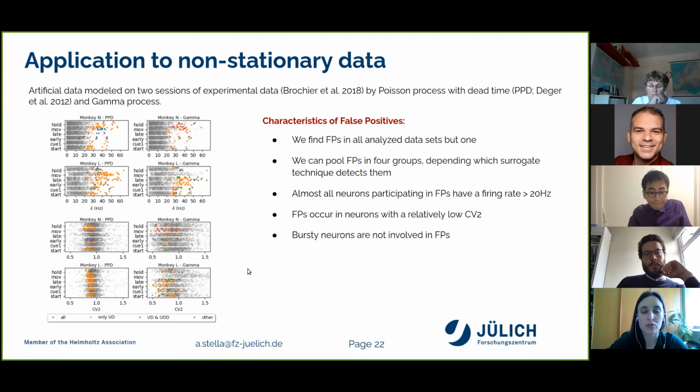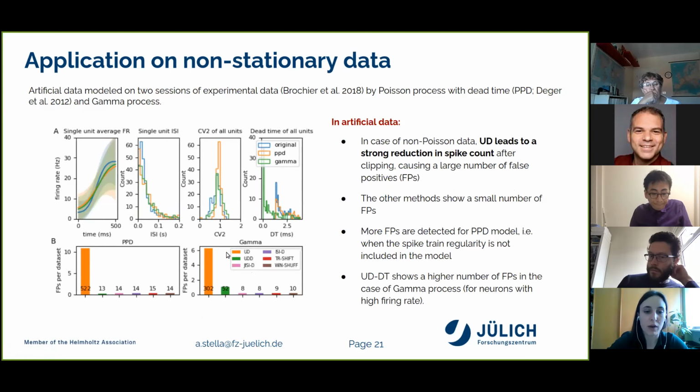So taking into consideration all these results, we can identify that pretty much all these surrogate techniques are good for us. But of course, given the results on stationary data, we might prefer the trial shifting for our purposes.